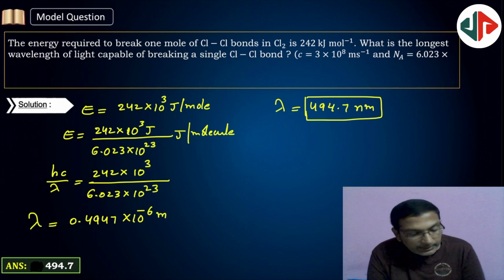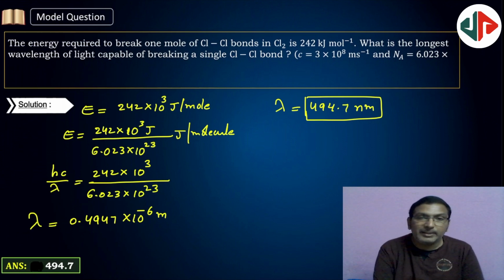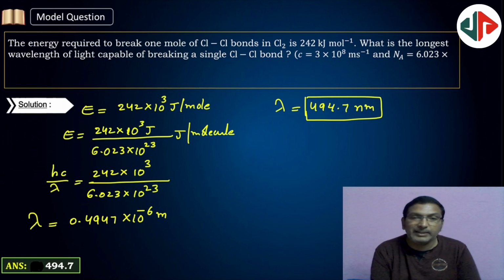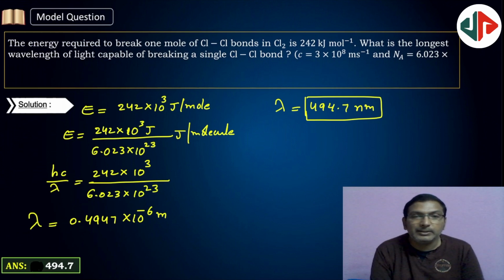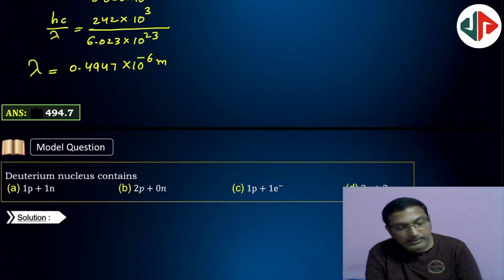Your options are not given. Take it as a numerical based question. 494.7 nanometers. Simple calculation only. We just have to convert kilojoules per mole into kilojoules per molecule or joules per molecule. Next question.